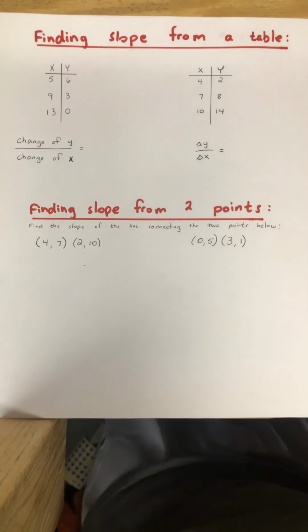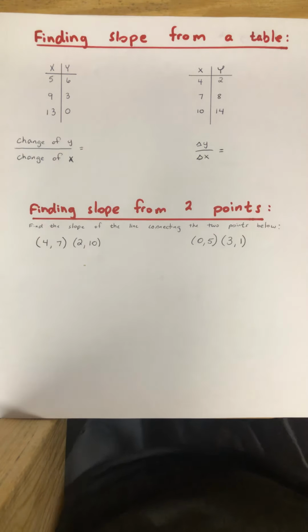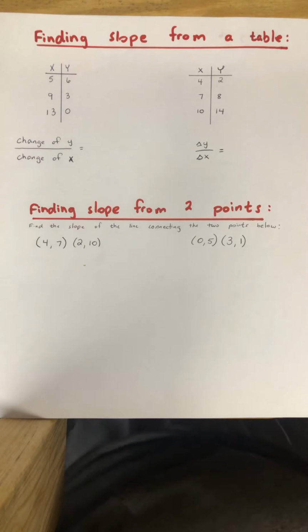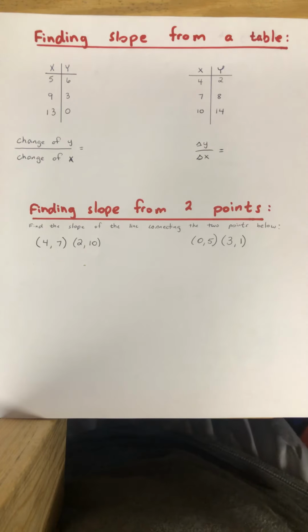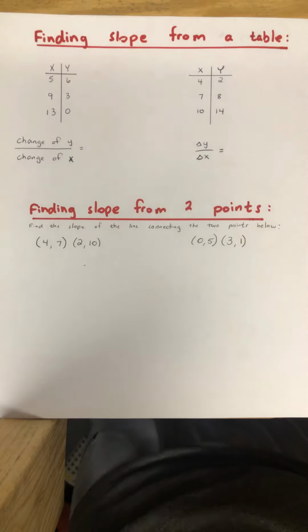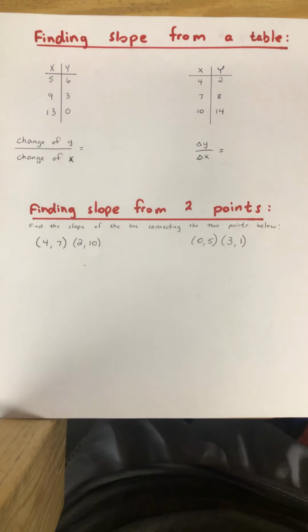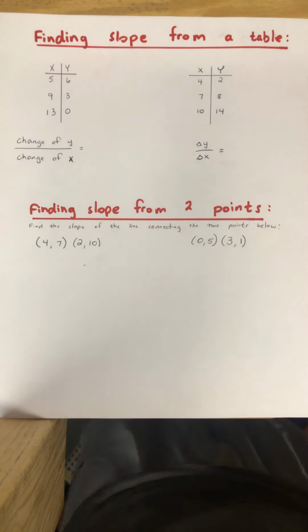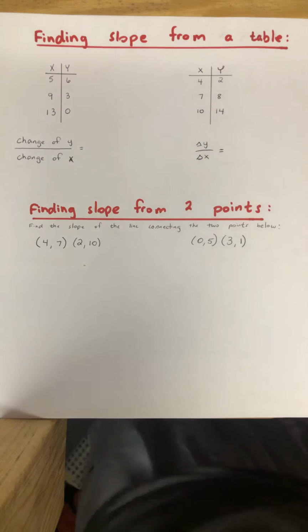Okay, today's topic, we're going to look at two things: finding the slope from a table of values and finding the slope from 2 points. What you will notice in the process that we're going to do today is that they're basically the same thing, just with a little bit of extra setup when finding it between 2 points.